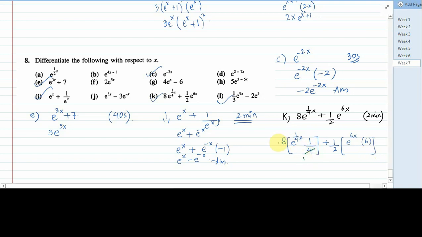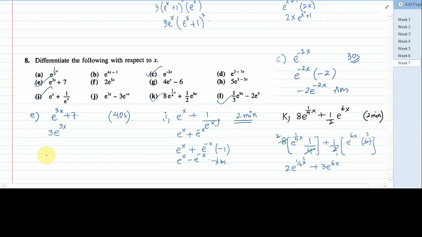4 1s are 4, 4 2s are 8. So it will be 2 e to the power 1 over 4x plus 2 1s are 2, 2 3s are 6, 3 e to the power 6x. So that is your final answer. Alright, I hope that it is clear.